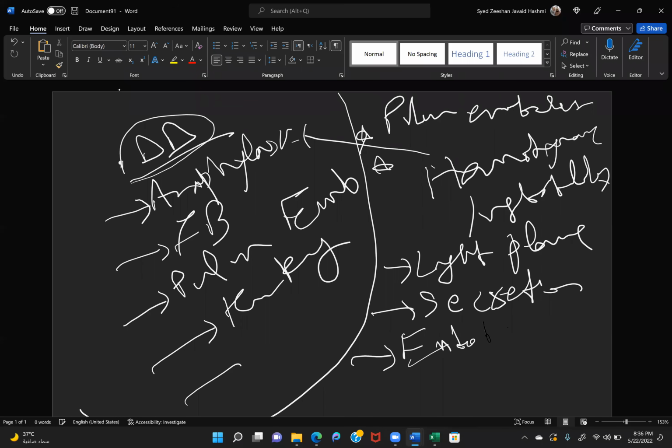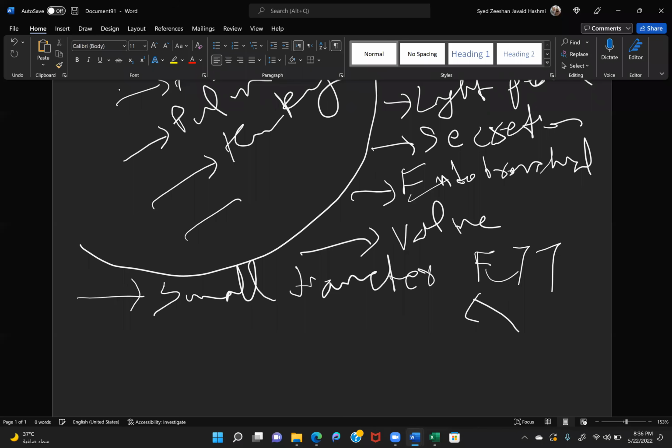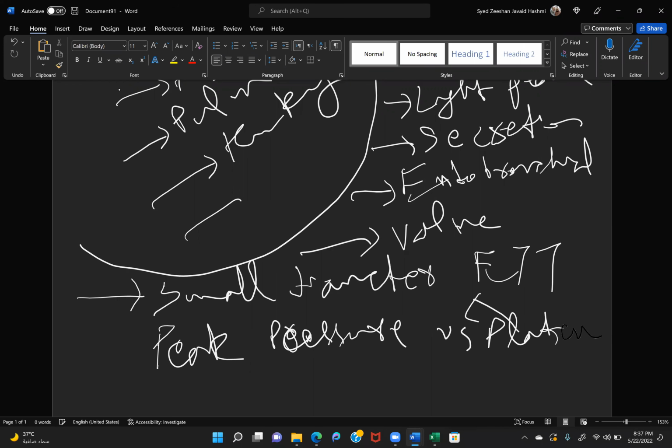Endobronchial intubation, or any problem with the breathing circuit valves. Also a small diameter endotracheal tube will have more resistance, so more airway pressures. You will be looking at whether peak pressures are high or plateau pressures. Peak pressure will be high.